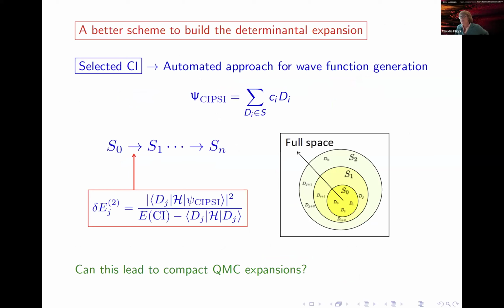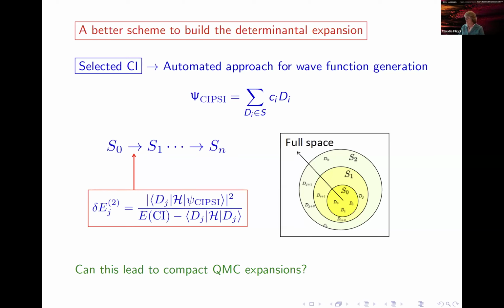So what we've been adopting in the last few years is trying to generate the determinantal expansion in an automatic manner. It's a bit like FCIQMC, presented by Ali, but here we are doing it deterministically, and it's called selected CI. The idea is that you start from a few determinants, and then you expand by connecting via single and double excitations, via the Hamiltonian, to a larger space. But you include the determinants which have a larger second-order perturbative contribution to the energy.